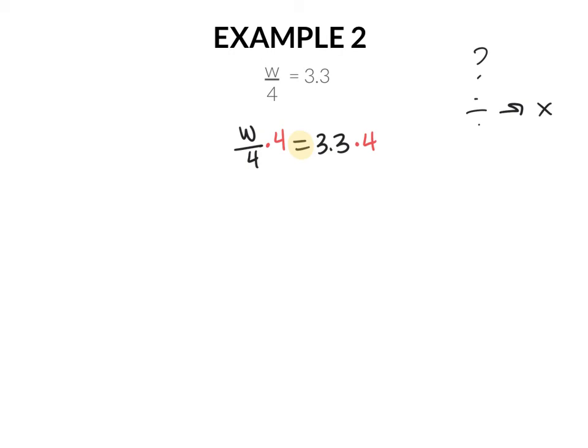Well, if I have some number divided by 4 and multiplied by 4, that division and multiplication are going to make 1 or cancel out. I'm left with w equals 13.2.